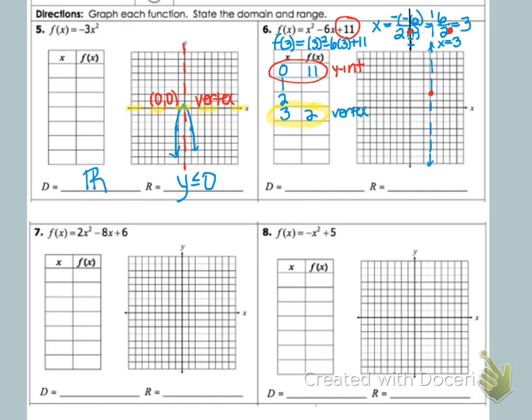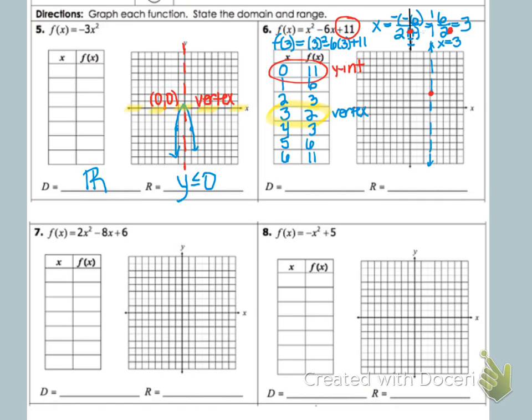Now we could fill out our table. We could get some of the other values. I plugged in 1, I got 6. I plugged in 2, I got 3. I went beyond the vertex on the other side, and I put in 4, which I got 3 again. And I put in 5, and I got 6 again. And of course, the one I plotted already is when we substitute 6 in, we get 11. So that's the mirror image of that y-intercept.